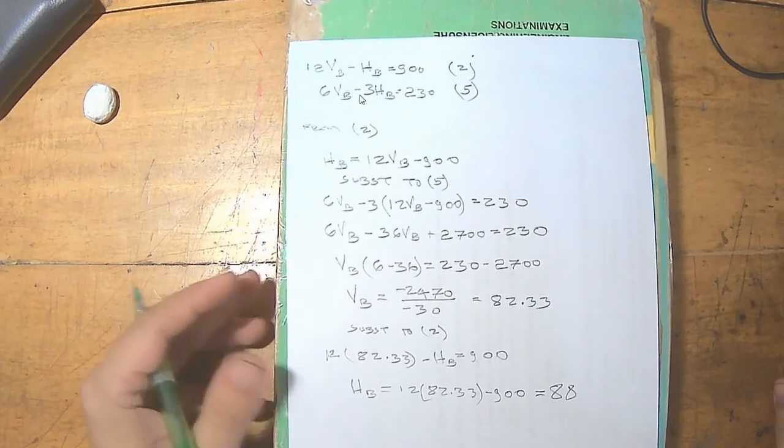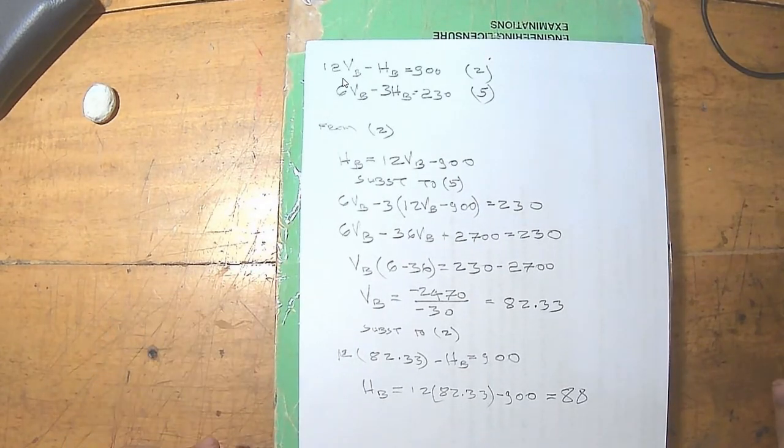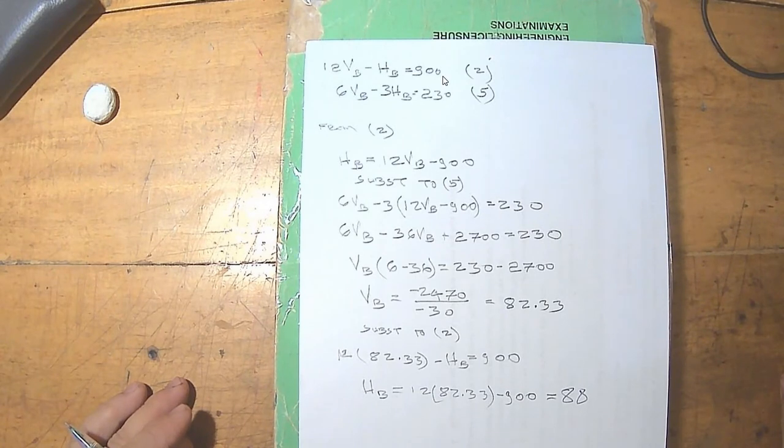Which is, eto na siya. Okay? So, take this as equation 2 and then equation 5. From equation 2, HB is equal to 12VB minus 900. Yung HB, transpose ko lang sa kabila para maging positive. Tapos yung 900, nilipat ko dito sa kabila para maging negative. So, meron na tayong HB is equal to something.